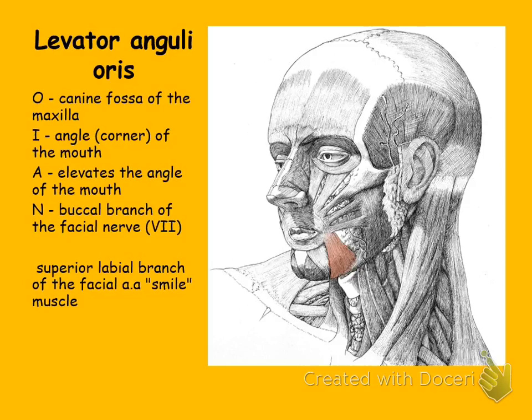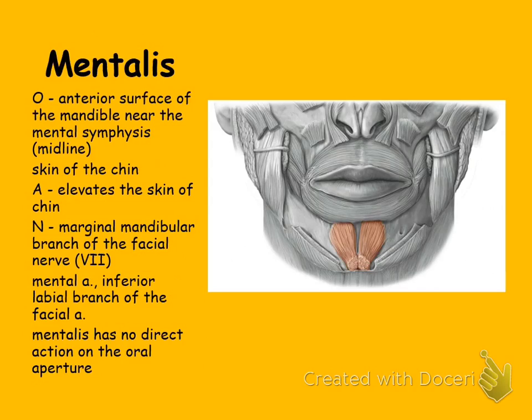A lot of muscles are innervated by the facial nerve. The mentalis muscle, tiny little muscle, originates on the anterior surface of the mandible near the mental symphysis, a little bit closer than the other depressor ones we looked at. And it elevates the skin of the chin. Pulls the skin of your chin up. If it's really contracted, you get kind of a, call it a butt chin, if you will. Right? The nerve is the marginal mandibular branch of the facial nerve.